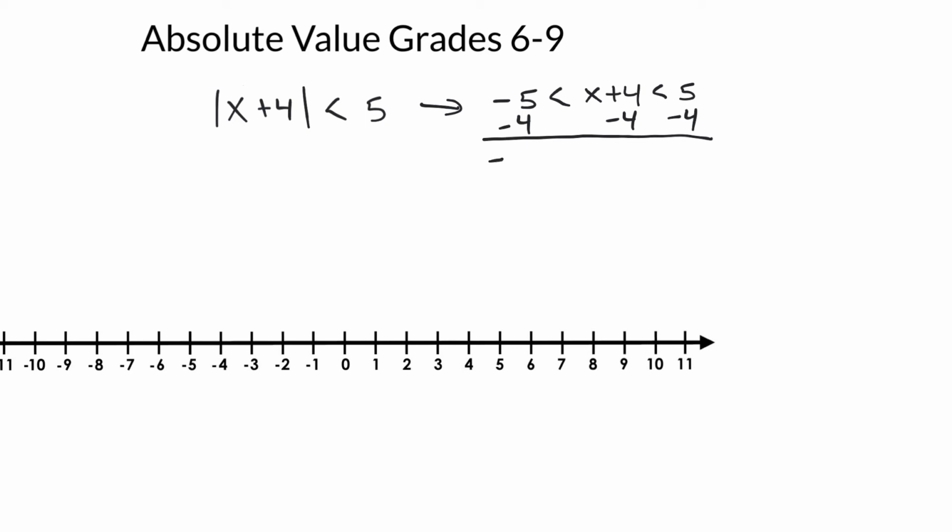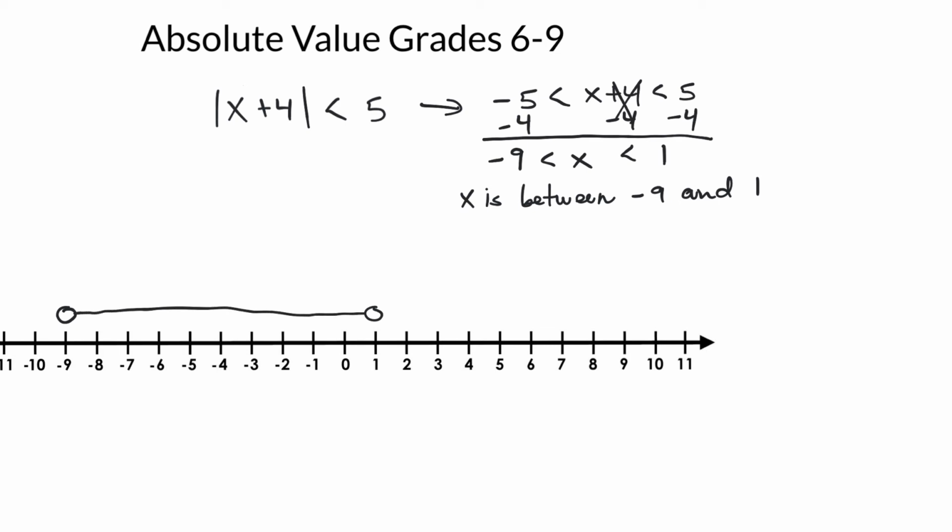And -5 minus 4 is -9, is less than, these cancel out, x, and that's 1. So this is also said to be x is between -9 and 1. That's what the statement means. So what I could do is graph it where it's not including, so it's an open circle at -9 and 1. And these are all the numbers that work for this original inequality here.